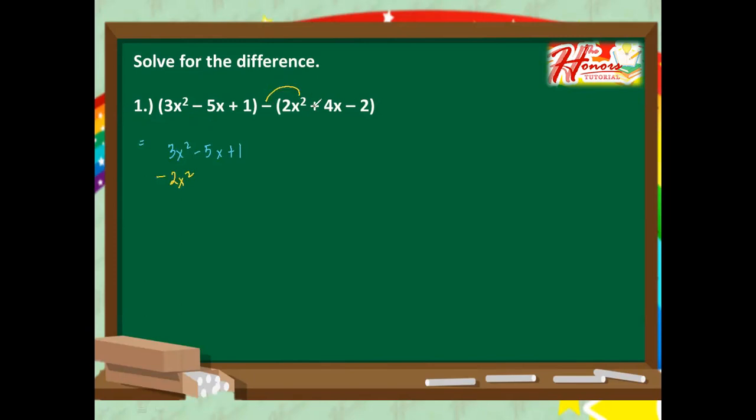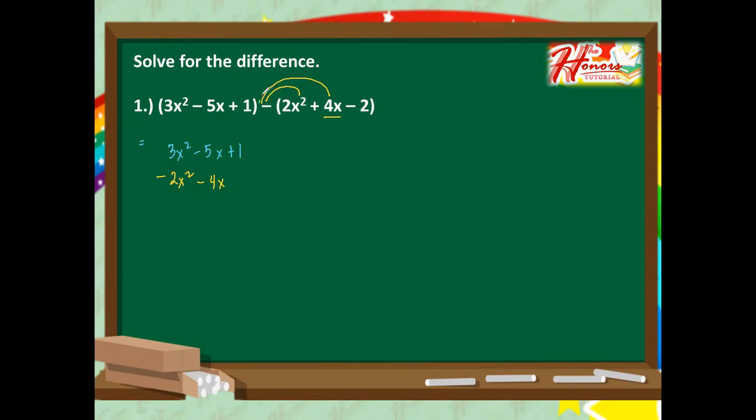Don't forget to change the sign of the second term. Negative times positive is negative. So we have here negative 4x. We write negative 4x below negative 5x because they are similar terms, meaning their variables, which is x, are the same, and their exponents, which is 1, are the same also. So they are like terms.